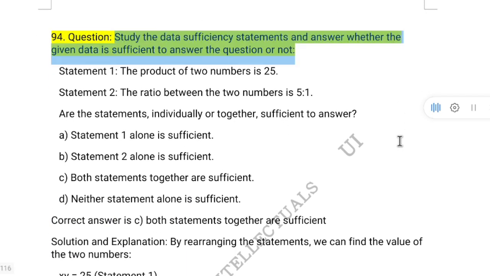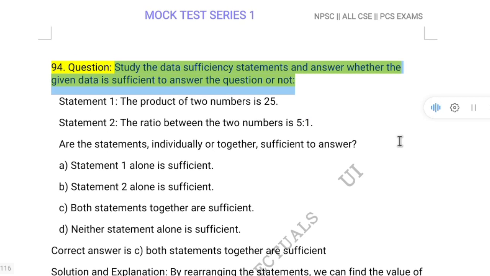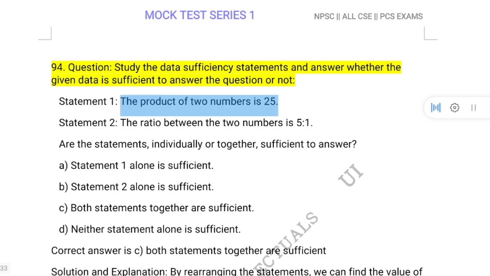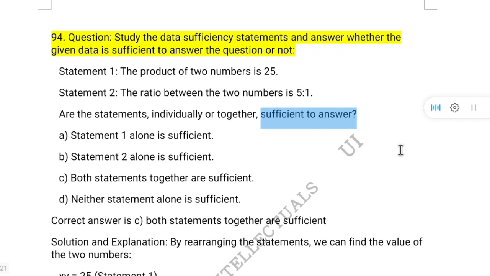94. Question. Study the data sufficiency statements and answer whether the given data is sufficient to answer the question or not. Statement 1. The product of two numbers is 25. Statement 2. The ratio between the two numbers is 5 to 1. Are the statements, individually or together, sufficient to answer?